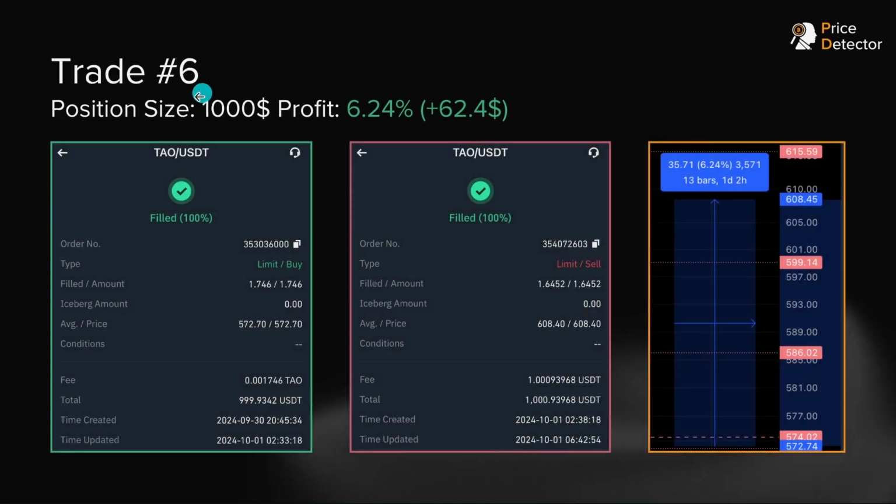This was the last trade, position size of around $1,000, profit of 6.24%. This one span, again, just 4 hours.